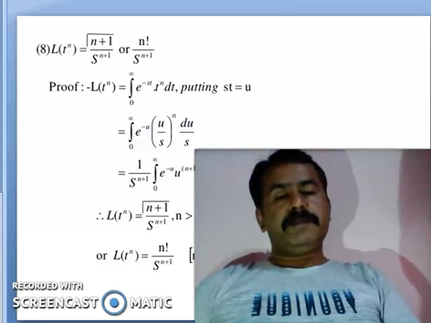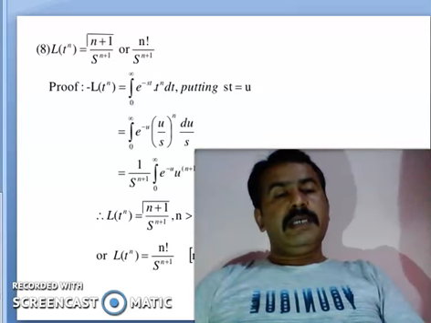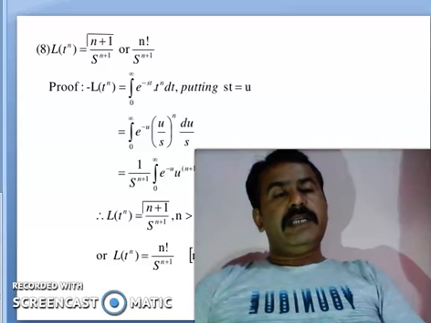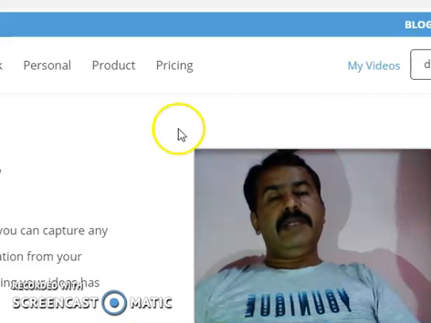Laplace transform. Now we will discuss some examples related to the elementary properties.